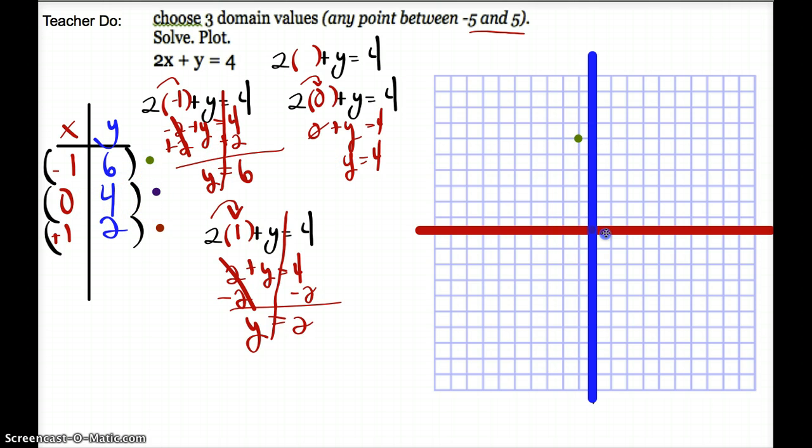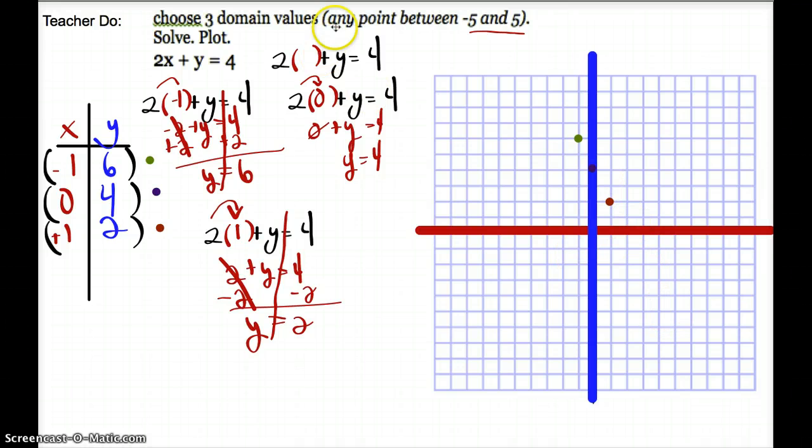I'll do it again with my purple dot. I'll start at 0. I can't go to 1, I can't go to -1, right in between is 0, and I'll go to 4. 1, 2, 3, 4. And last but not least, we've got 1, 2. So again, I'll start here in the middle. I'll go to the right 1, and I'll go up 1, 2. Okay, now I have 3 points.